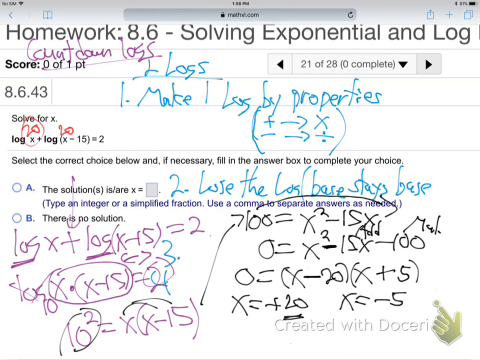So log of 20, well, that's okay. I don't care what the number is. I'm not going to hit the buttons. As long as it's not 0, not negative inside the log, it's good. So that's not 0, not negative. How about 20 minus 15? That'd be 5. That's not 0, not negative. Good. 20 is a good answer.